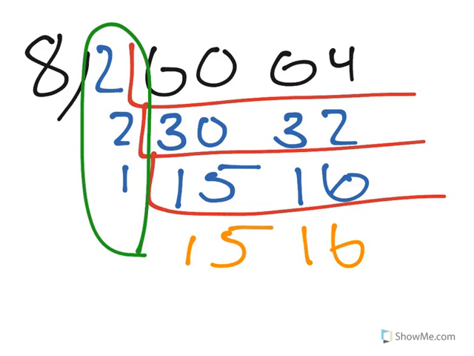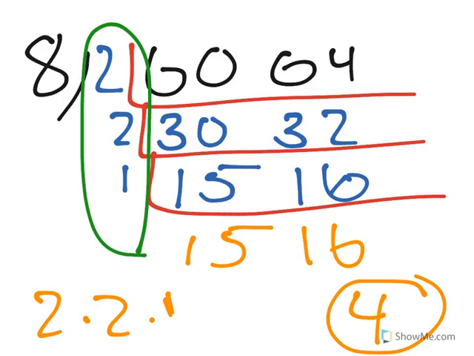So I'm going to multiply 2 times 2 times 1. So 2 times 2 is 4, times 1 is 4. So the answer to this problem, the greatest common factor of 60 and 64, is 4.